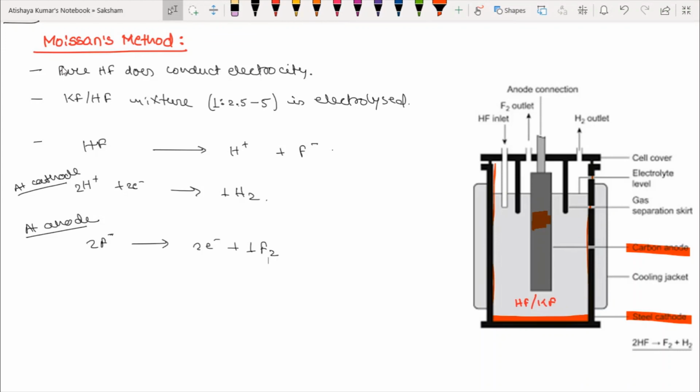As potassium is a weaker oxidizing agent than hydrogen, potassium never comes out of this solution. It is never separated as potassium metal. Only hydrogen gas is produced, whereas K+ always remains in the solution. KF actually doesn't take part in the reaction. It remains in the solution always, and it just helps us to increase the conductivity of the electrolyte.